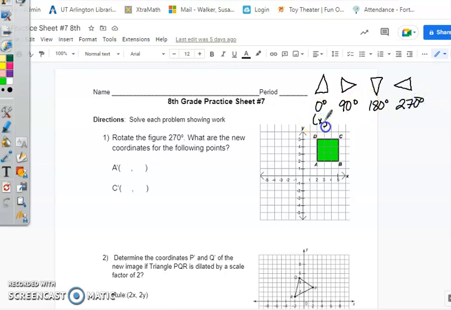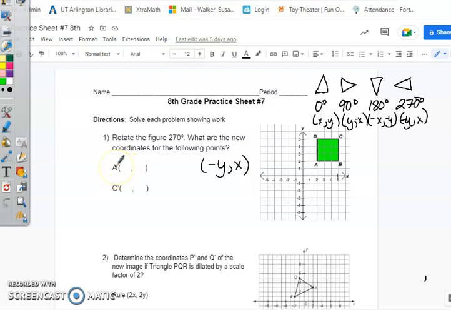This is x, y. Remember, 180 is negative x, negative y. 90, remember, we do y, x, and 270, y, x, and x, then y. Okay? So 270 means our rule is negative y comma x. That's our rule. So we're going to do one of these together, then you'll do the second one.